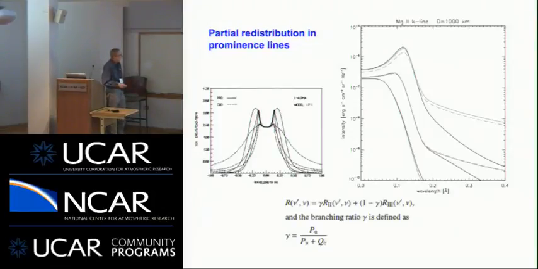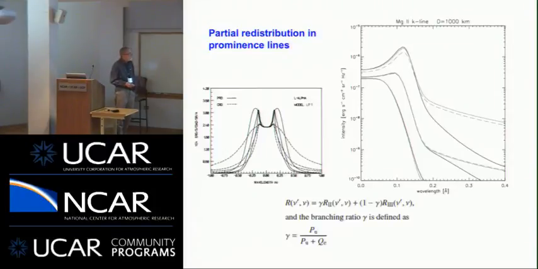This dashed line shows so-called complete redistribution. This is a very, very approximate approach. And the correct partial redistribution, which is described by so-called redistribution functions with some branching ratio, which depends on the collisions and densities, you get these two peaks. And this fits the observation very well. So you have a dramatic difference between complete and partial redistribution.